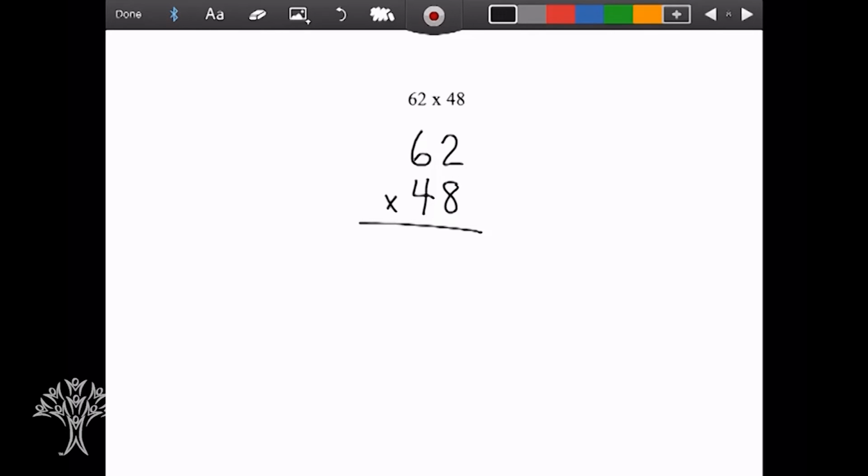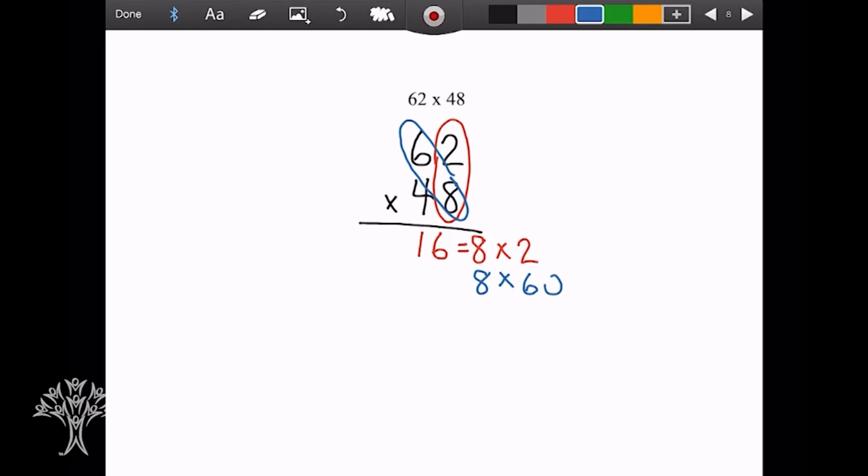Where do we start? Well, we could start on this side. We're going to do 8 times 2. So let's think about that. If we know our multiplication facts, we're just going to double the 8, and that's a 16. Our next step is 8 times 60. So I know 8 times 6 is 48, so that's 480.